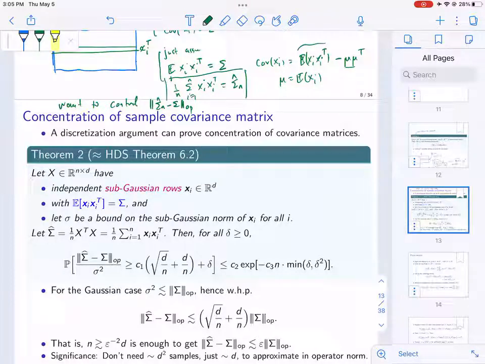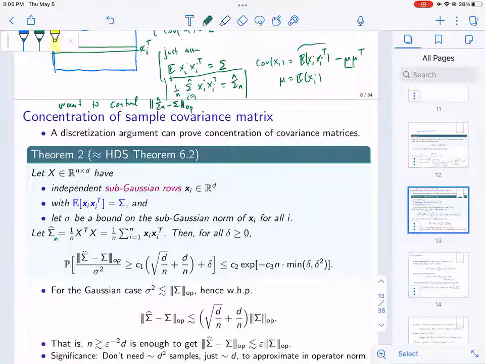Okay, so I can also write sigma hat as 1 over n X transpose X. We can verify that if the x_i transposes are the rows, then this is another compact way of writing it. So this is saying that sigma hat minus sigma in operator norm, if I divide by sigma squared, so what is sigma squared? Sigma is an upper bound on the sub-Gaussian norm of all entries. So this is based on the HDS.